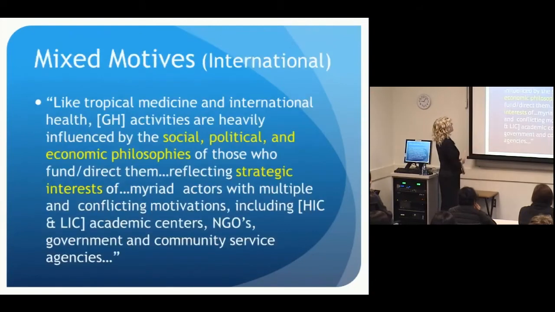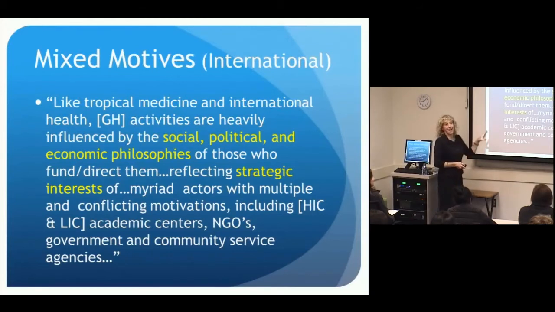So, starting with mixed motives at the international level, if we think about the strategic interests of all the actors who are acting in global health, and if any of you have been to CUGH, and I know some of you have presented there and been there, and if anyone's read Joanna Crane, the medical anthropologist's critiques and ethnography of the Consortium of Universities for Global Health, you'll see a lot of these things operating, and social, political, and economic philosophies and agendas of the various people contributing to and driving global health initiatives.